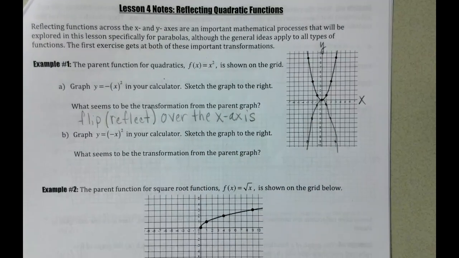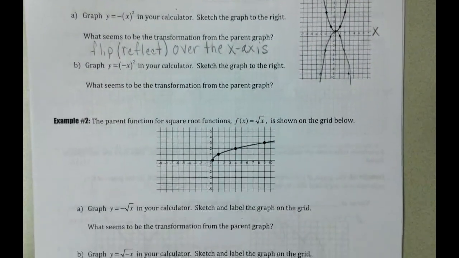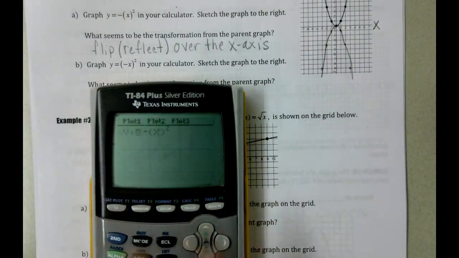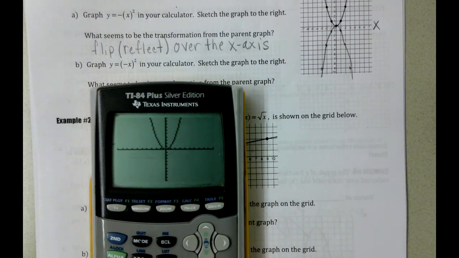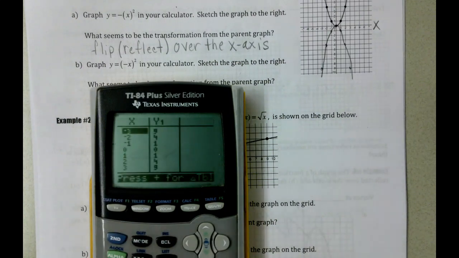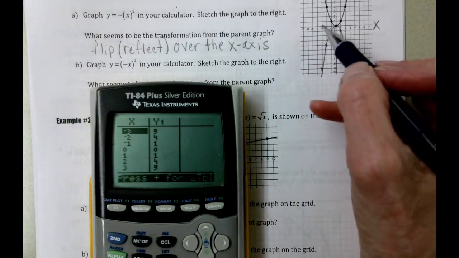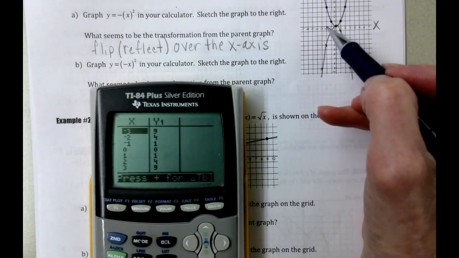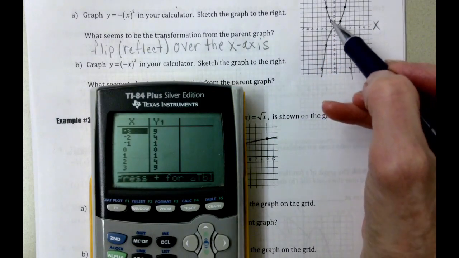So you can probably guess what's going to happen here when we go back to our calculator. I'm going to go back to y equals. I'm going to clear that out. And this time we're going to type in negative x squared, and look at our picture. So I'm going to hit graph. And if we want a few more details here, we can go to second and table, and we get this picture. And what you might notice here is that we have -3, 9, -2, 4, -1, 1, and so forth.